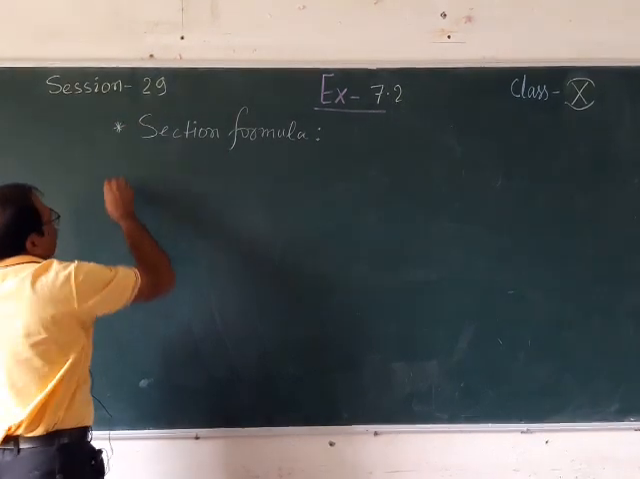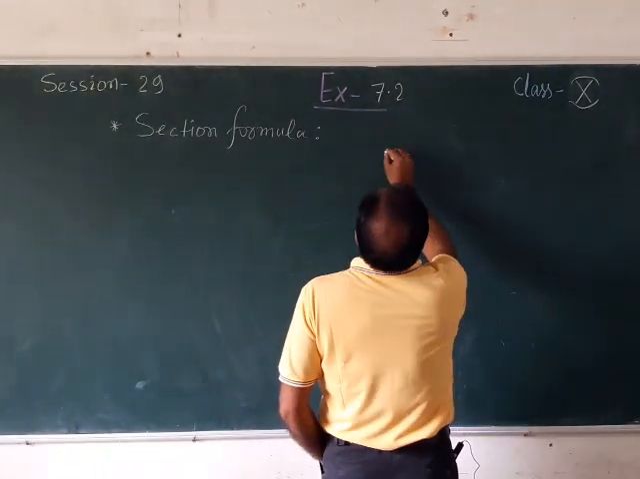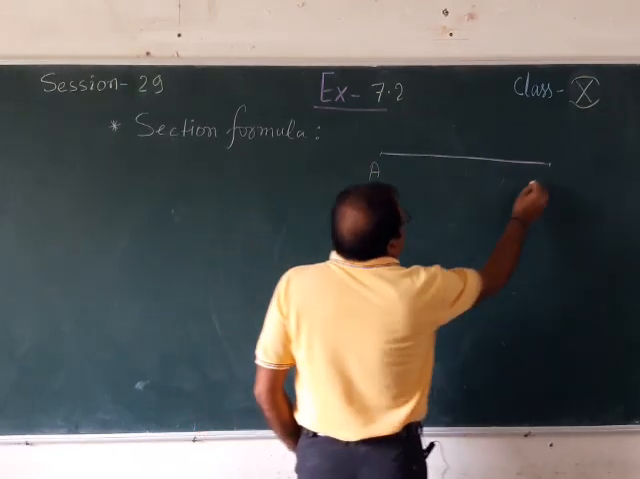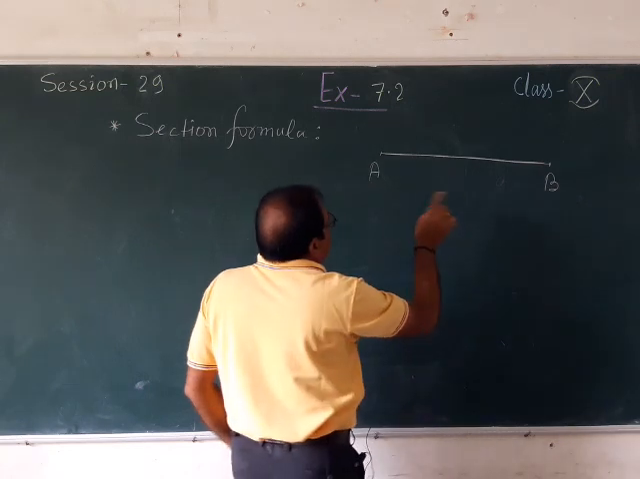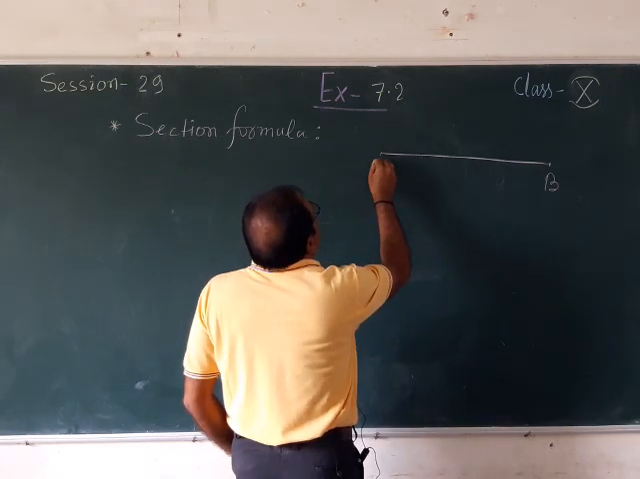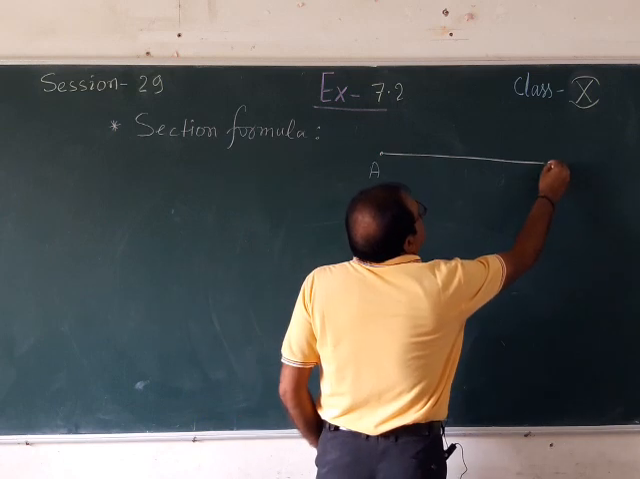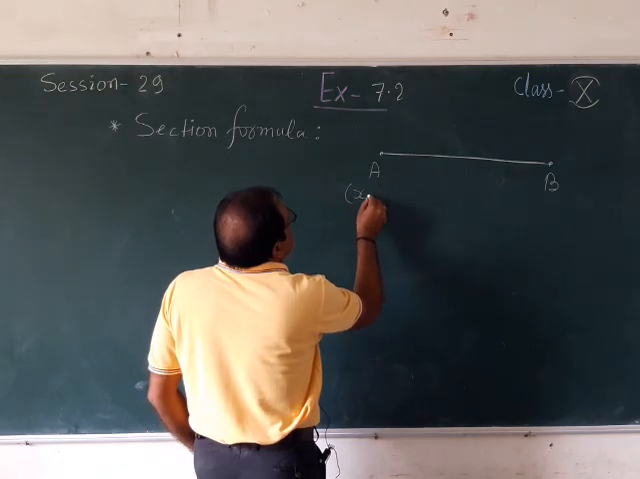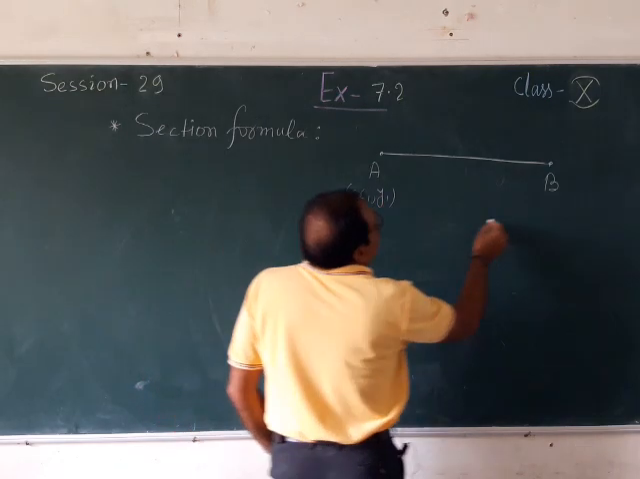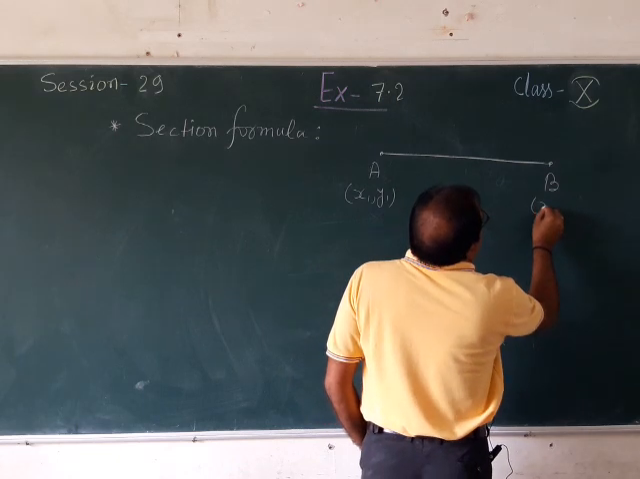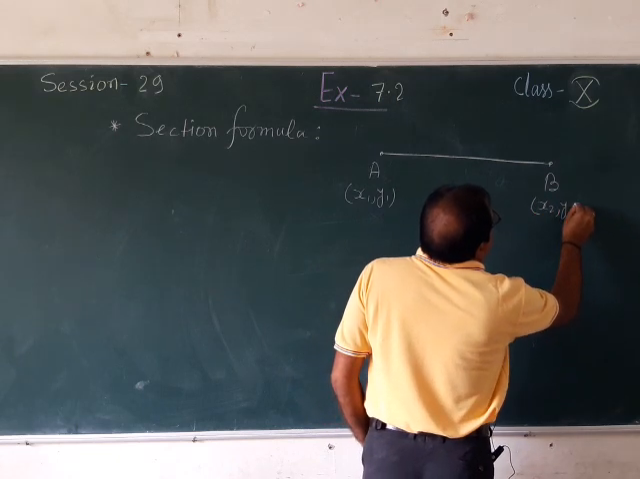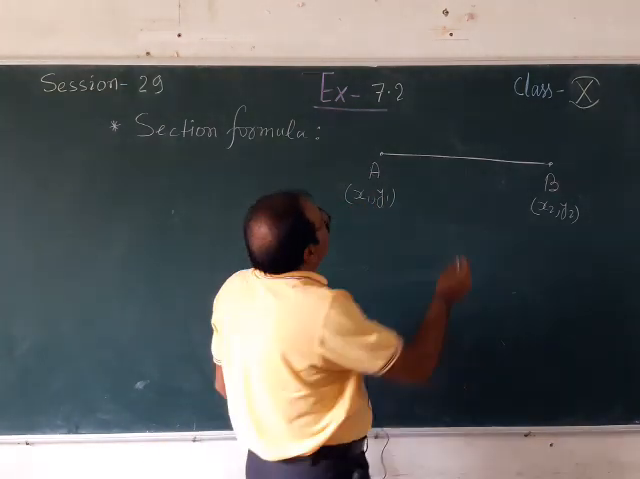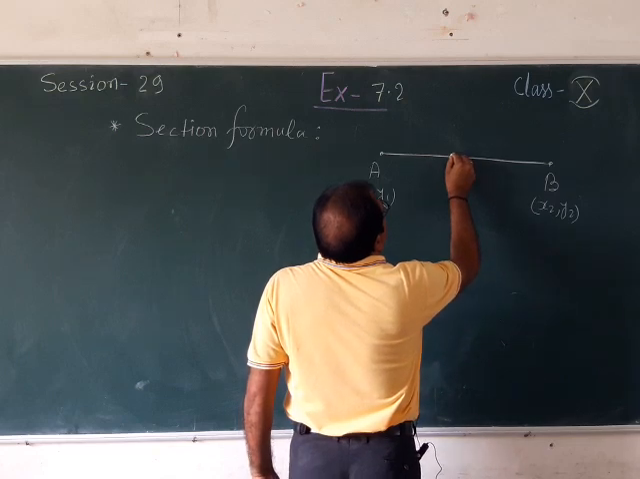What do you mean by Section formula? Suppose you have a line segment, and A and B are the names of these 2 points. This line segment is named AB, and the coordinate of A is given as x1, y1, and the coordinate of B is given by x2, y2, and on this line, anywhere, a point is there; its name is P.